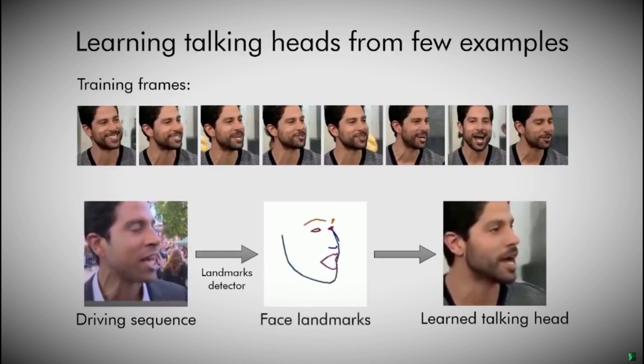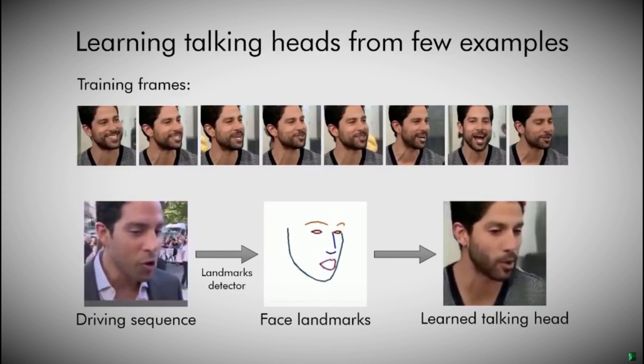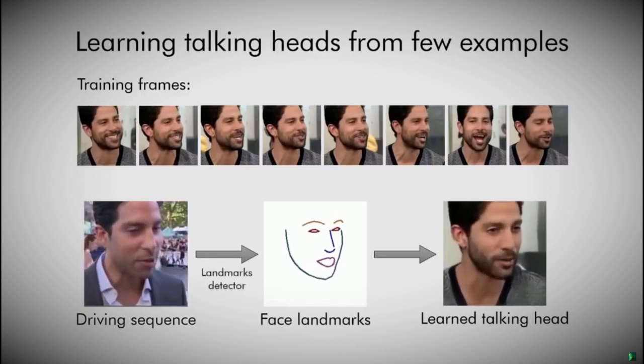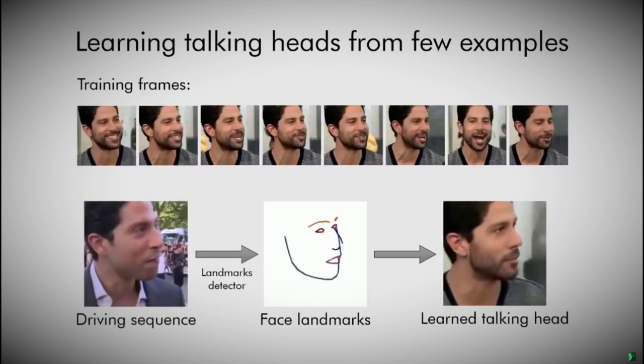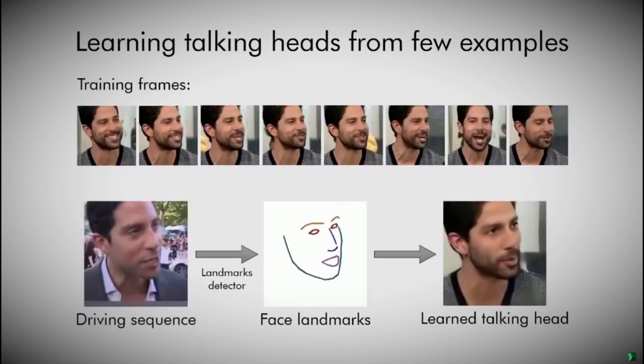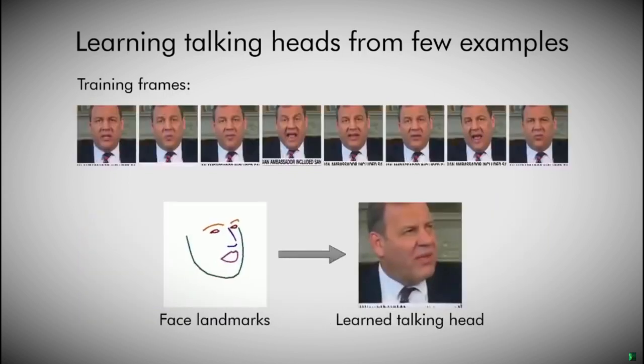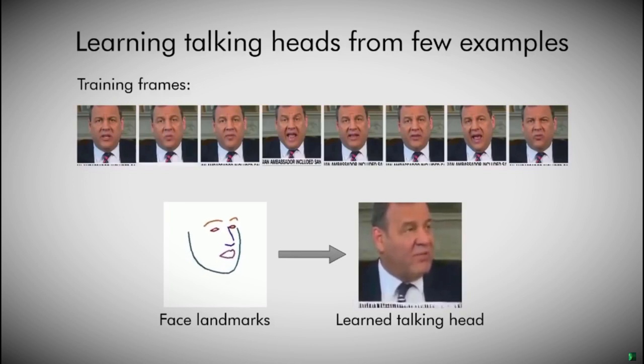In this case, we extract landmarks by running an off-the-shelf face landmark tracker on a different video of the same person. Effectively, the learned model serves as a realistic avatar of a person. Our talking head models work well, even for new view angles, not present in the training examples, as shown here.